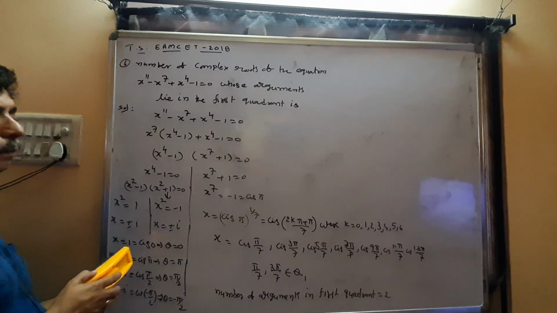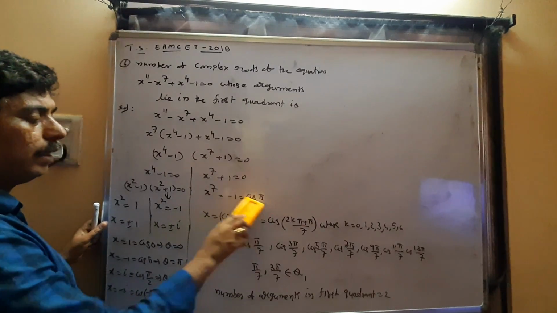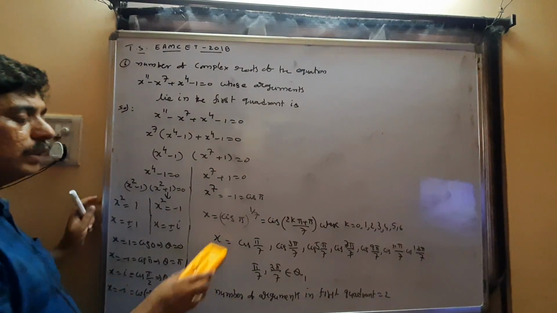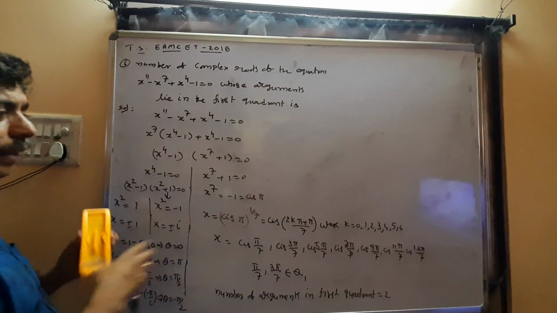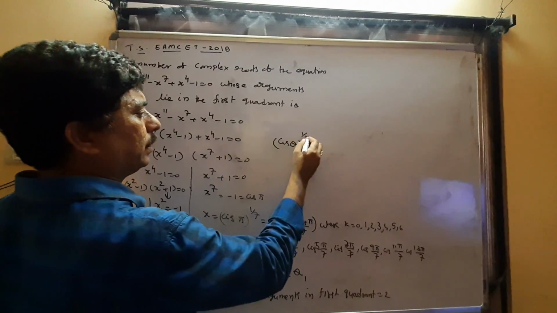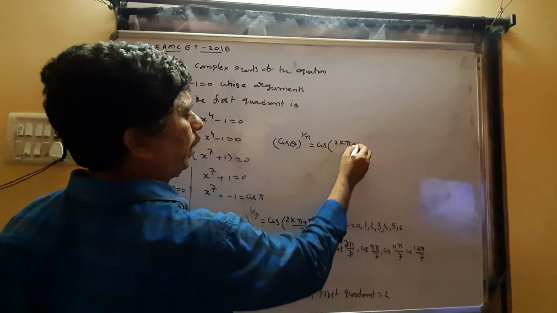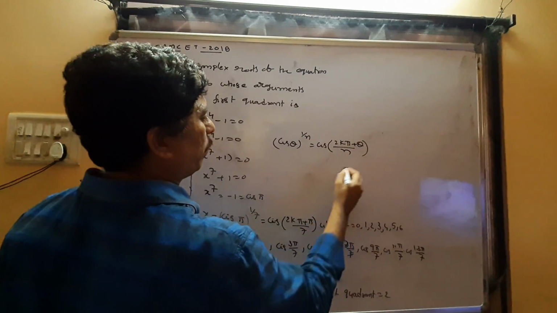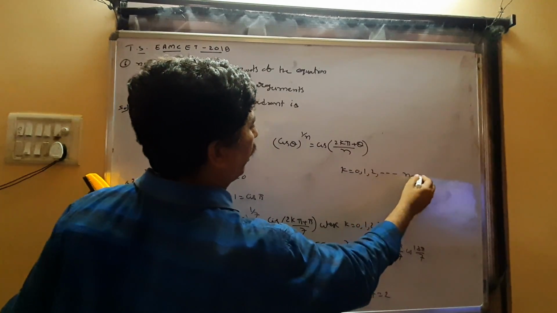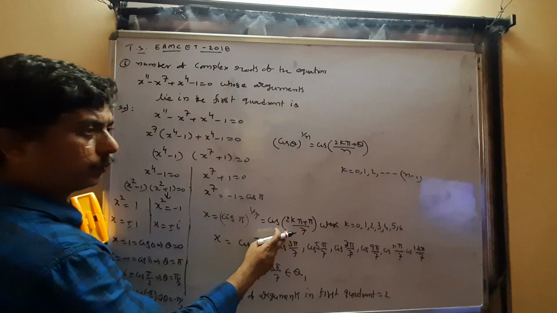Now coming to x^7 plus 1 equal to 0, x^7 equal to minus 1, so x equal to (cos pi plus i sin pi) whole power 1 by 7. (cos theta plus i sin theta) whole power 1 by n is cos of (2k pi plus theta) by n, plus i sin of the same. We know this formula very well, k equal to 0, 1, 2, up to n minus 1. Apply that formula, we get these values.